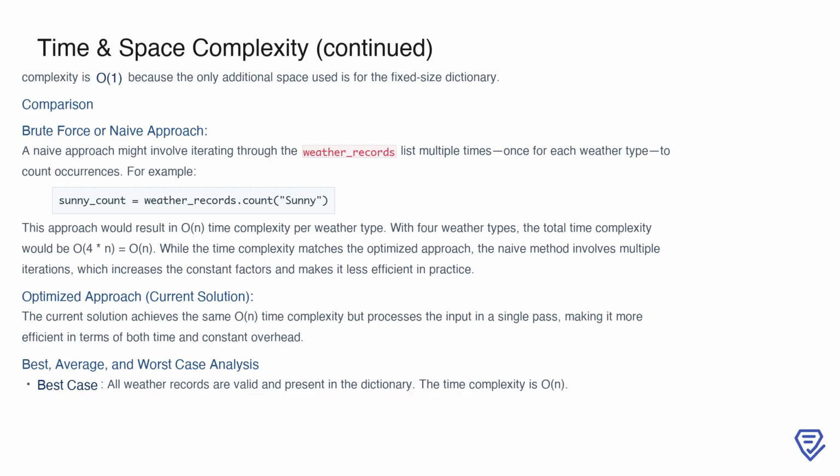While the time complexity matches the optimized solution, the naive approach involves multiple passes over the data, leading to higher constant overhead and making it less efficient in practice. By contrast, the optimized solution processes the input in a single pass, achieving the same O(n) time complexity while minimizing unnecessary overhead. This single-pass approach is both faster and more resource efficient.